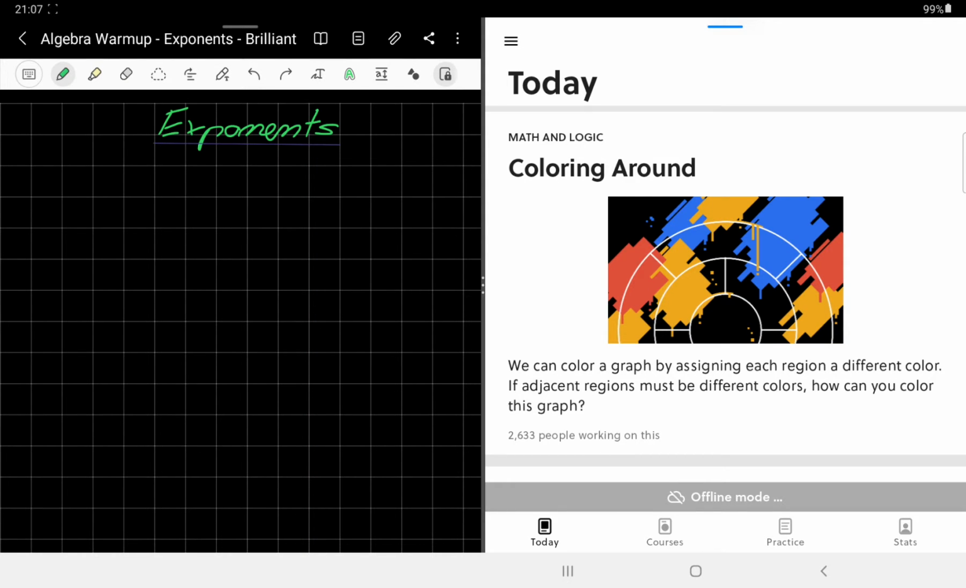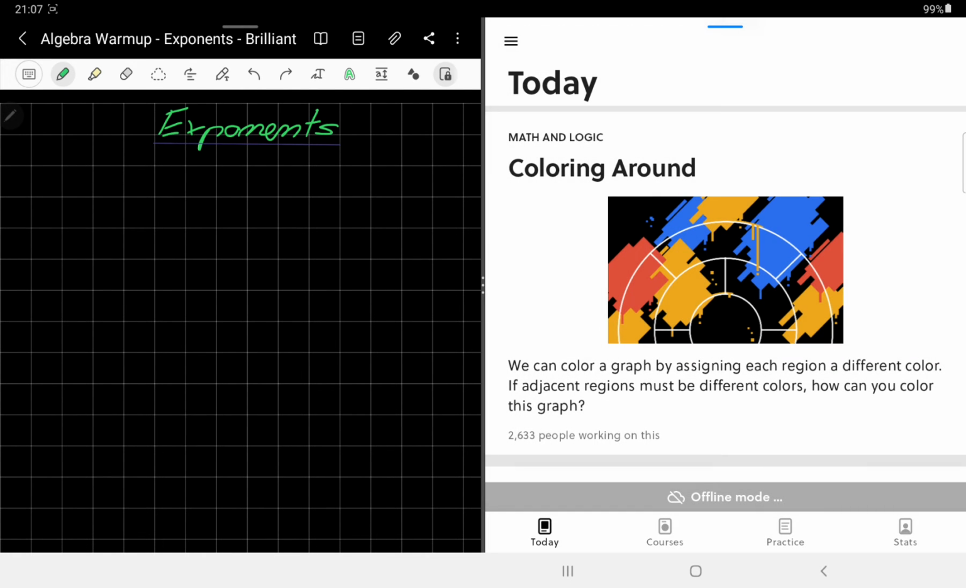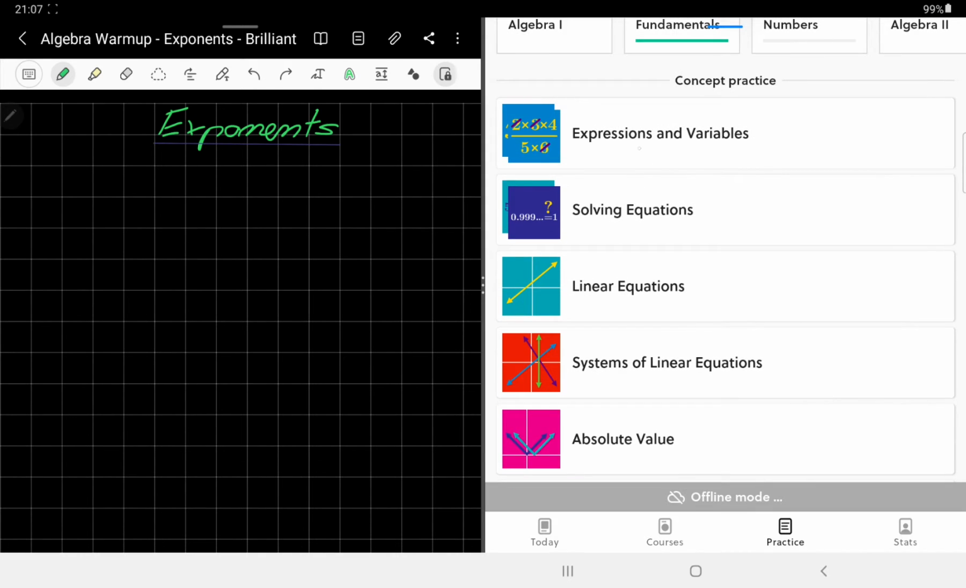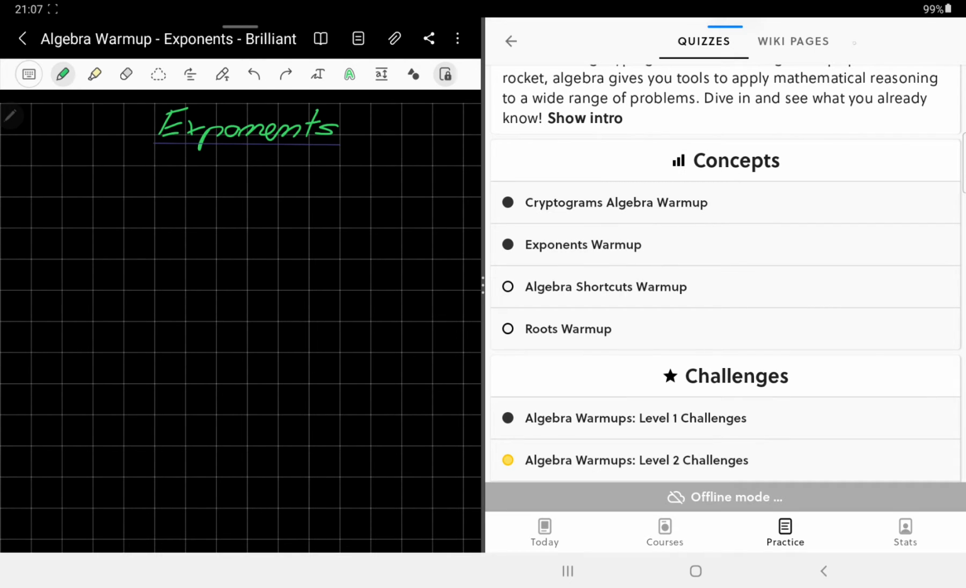In today's video, I want to continue the warm-up and algebra exercises or practices from brilliant.org. In the previous video, if we look into the practice here, we did the algebra warm-ups, the cryptograms algebra warm-up. Now, what I want to do in this video is the exponents warm-up. So this is actually very simple.